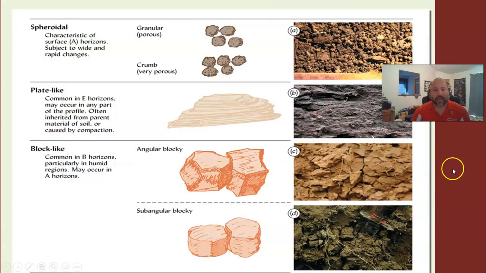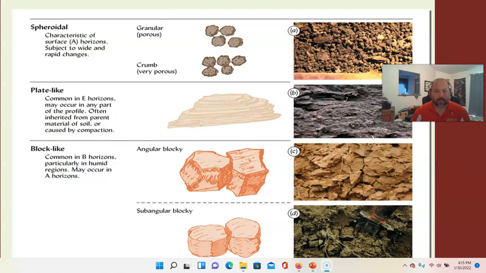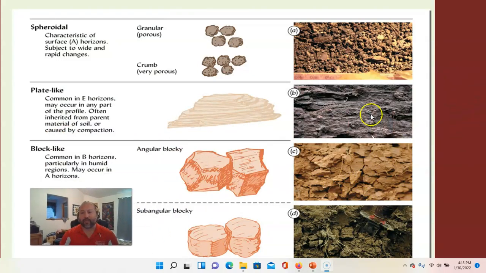Here's another look at it. So I'll move myself down here, so I'll be out of your way in terms of all these pictures. So granular, the cookie crumb, that's where you get more spheroidal. So it's more spherical, so it looks rounded, like a sphere. And here's another look at some cookie crumb type soil. You've got your plate-like soil here, and you can get a nice look at that where it's arranged in these flat plates that stack onto each other.